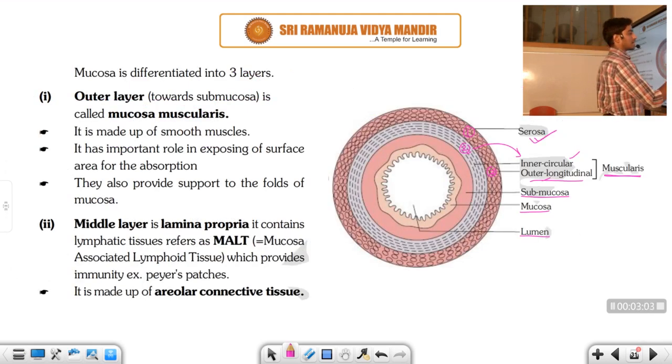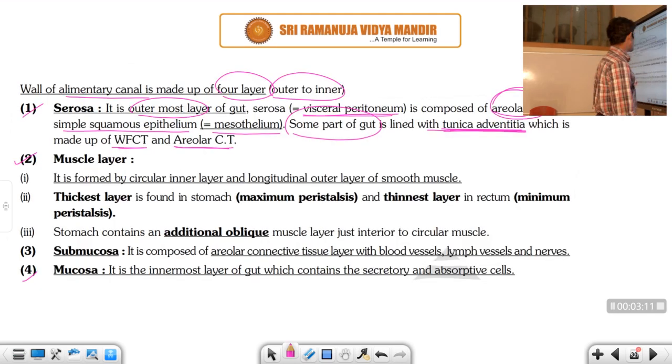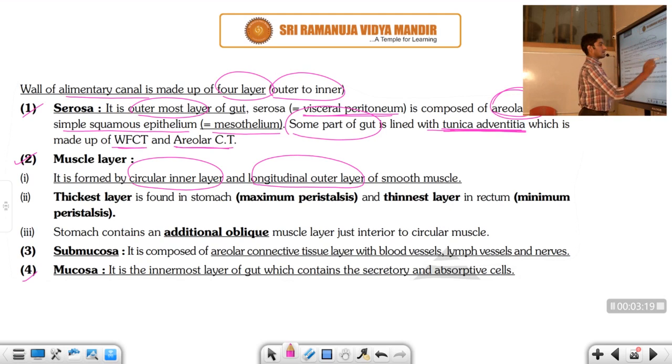Now let us see this part: inner circular muscularis, outer longitudinal muscularis. I am talking about this part now, right? You can see what this part indicates. It is formed by a circular inner layer and a longitudinal outer layer, both made up of smooth muscle.